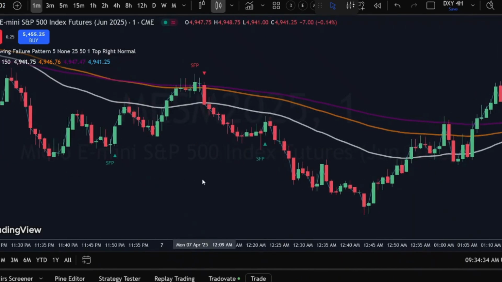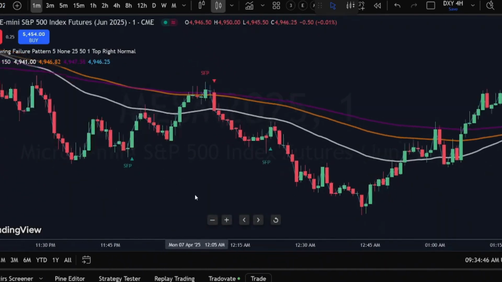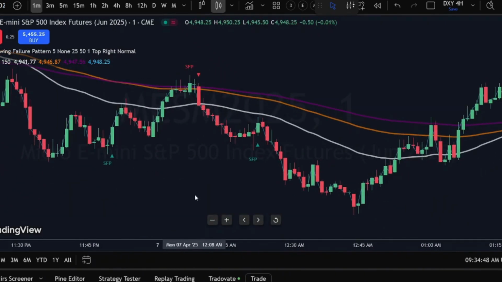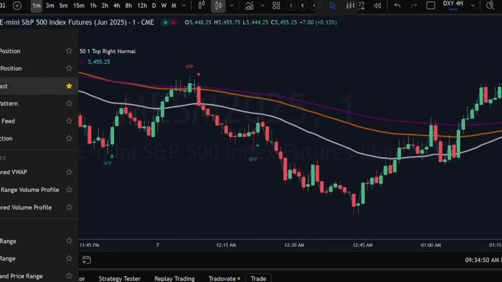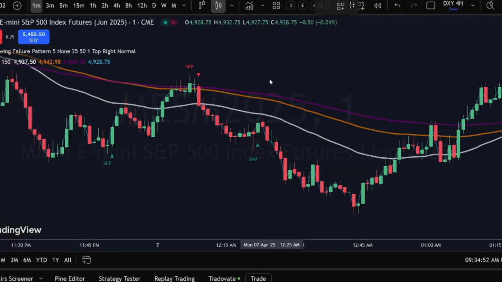We're only going to take swing failure patterns in direction of the EMA, even though it is a good reversal pattern. Although this one fails, this one wins. But we're just going to go with the trend, and we're going to use the EMAs. So here's a short. Here's a swing failure. I don't really go by the indicator arrows. I just go by the break of the candle.